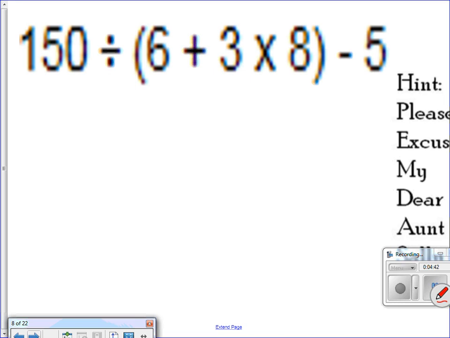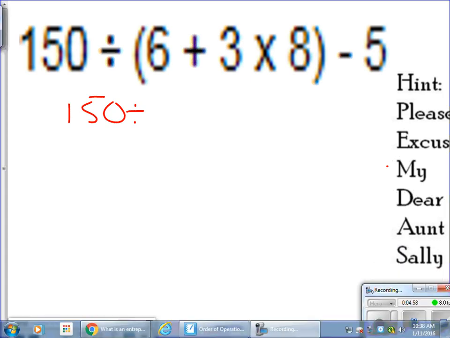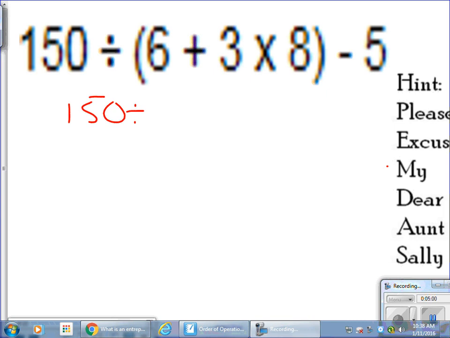Whatever happens in the parentheses first. So this one's kind of interesting. So I have 150 divided by. In the parentheses here, looks like I have to do the order of operations within the parentheses, which means I have to multiply before I can add, right, kids?